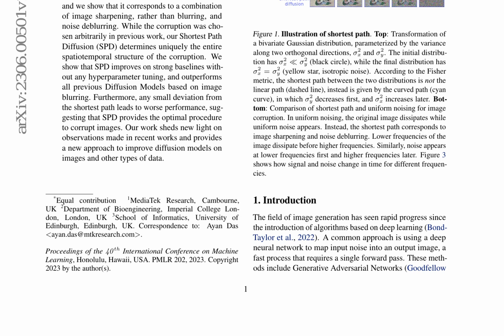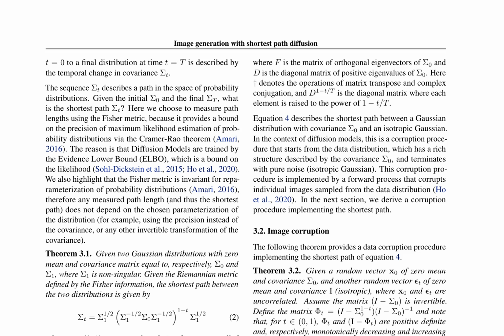The authors hypothesize that the optimal corruption procedure corresponds to the shortest path and contribute by computing the shortest path analytically between Gaussian distributions and proposing an approximation for the non-Gaussian case. The SPD is tested on CIFAR10 and ImageNet 64x64, showing improvements on strong baselines without any hyperparameter tuning.